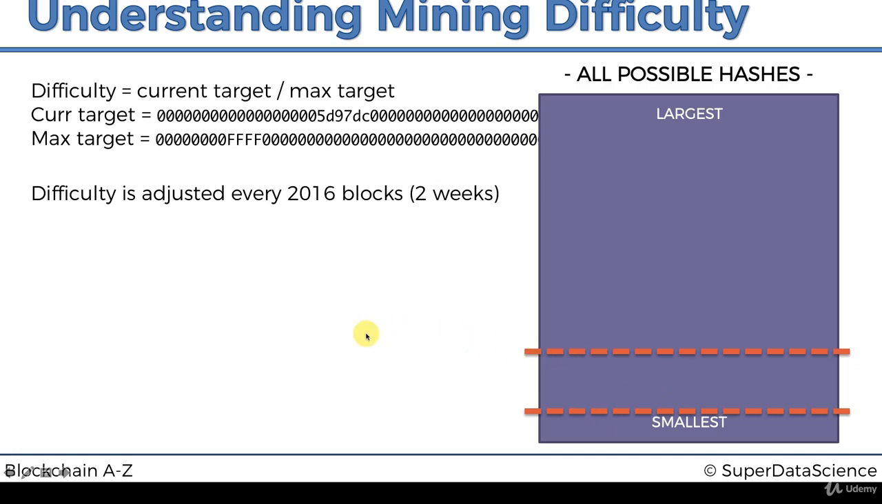And so how do we understand difficulty on an intuitive level? Difficulty is the current target divided by the max target, right? So it's basically this line, how high is this line, divided by how high is that line. What it's telling us is how much harder it is now to mine a Bitcoin compared to what it was at the very start. So how much harder has it gotten to mine a Bitcoin? That's exactly what difficulty says.